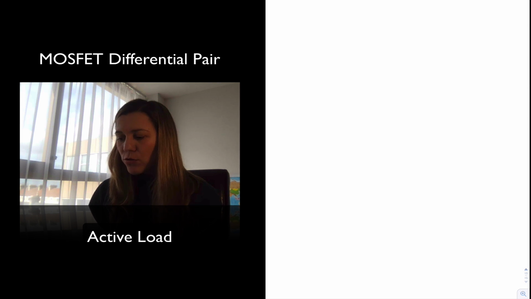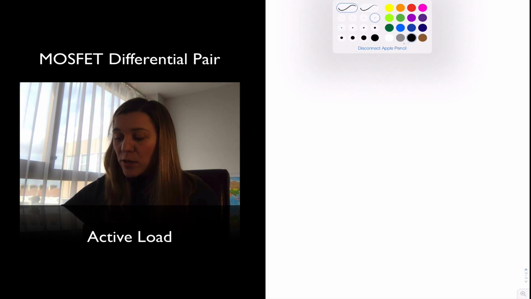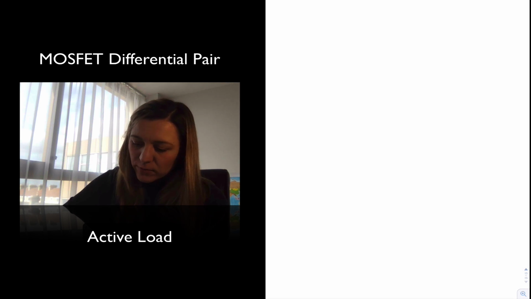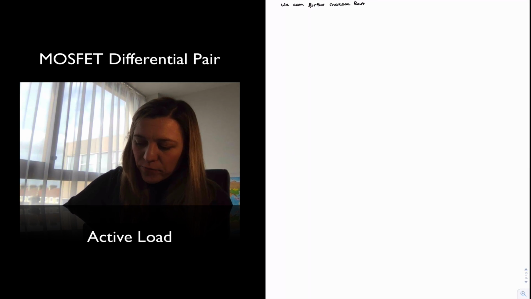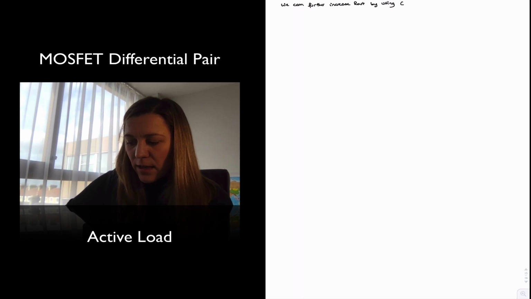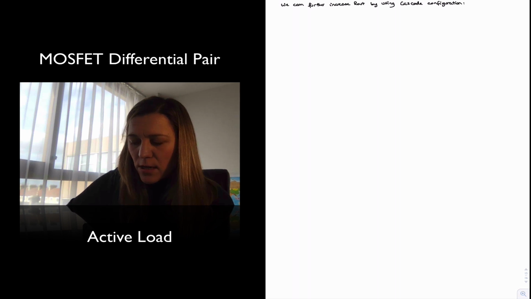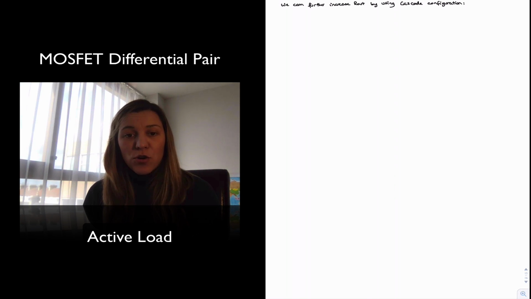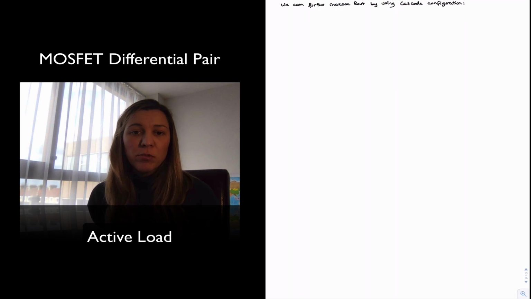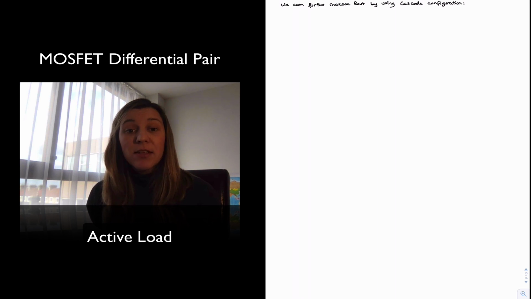And so one possibility is a circuit to keep increasing the output resistance. So we can further increase our Rout by using the Cascode configuration. And if you remember the Cascode configuration, when we talked about current sources, it basically increased the output resistance from little RO, multiplying it by a factor of GM times little RO approximately. More precisely, 1 plus GM times little RO. Now we can apply that here as well to increase our output resistance and thus increase our gain.